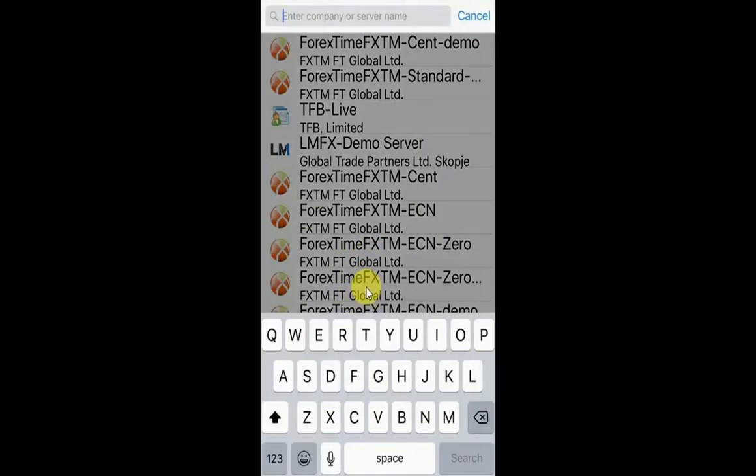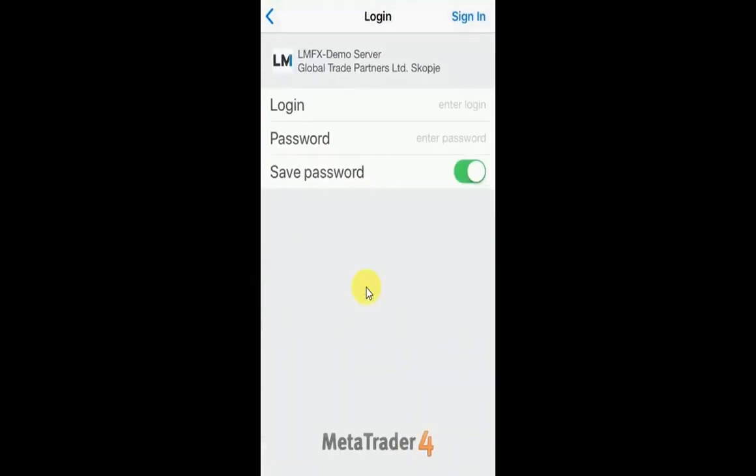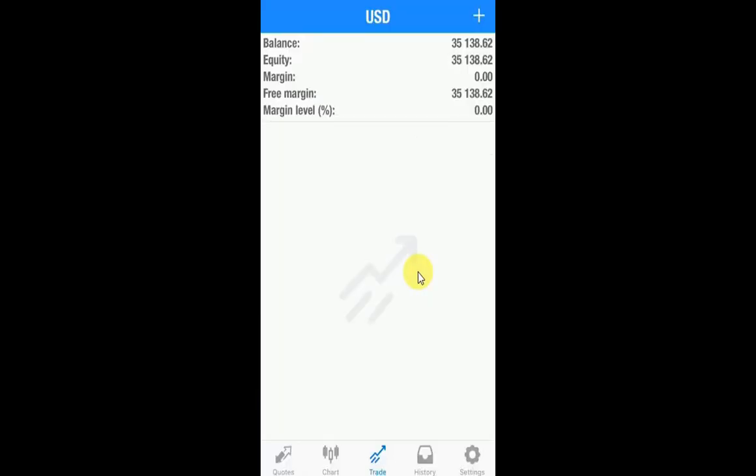Because I've used this before, I already have LMFX. So I click on LMFX. I put in my login details. I put in my password, and after that I sign in. I sign in here. So that's just how you set up your account on Meta.